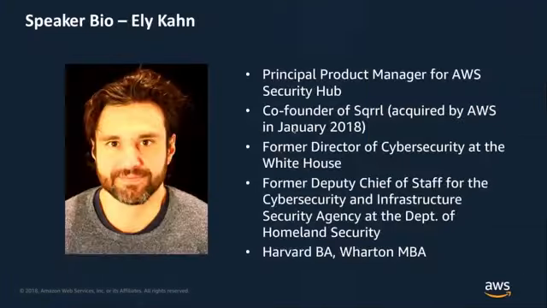First, a quick introduction of myself. I have been a Principal Product Manager for AWS Security Hub for the last several months. Before AWS, I was co-founder of a company called Squirrel, a threat analytics company that AWS acquired in January 2018. And before that, I spent some time in government. First as Director for Cybersecurity at the White House, and before that, Deputy Chief of Staff at the Department of Homeland Security at the Cybersecurity Infrastructure Security Agency.